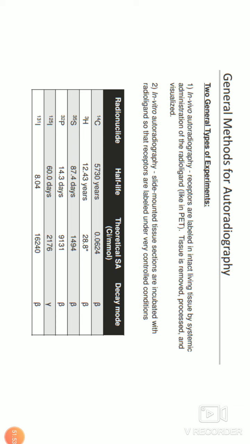In vitro autoradiography is when slide-mounted tissue sections are incubated with radioligands, so that receptors are labeled under very controlled conditions. The types of radioisotopes you can use are C14, tritium (H3), S35, P32. These are all beta emitters. Iodine-125 is a gamma emitter, and iodine-131 is a beta emitter. So these kinds of radioactive nuclei can be used.